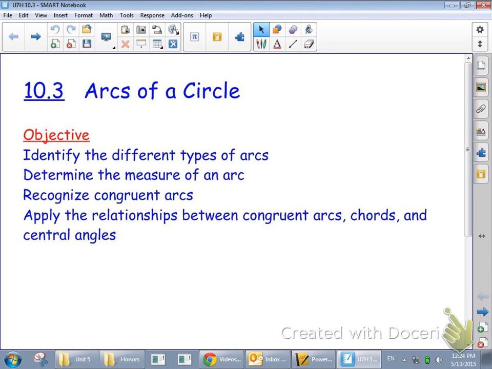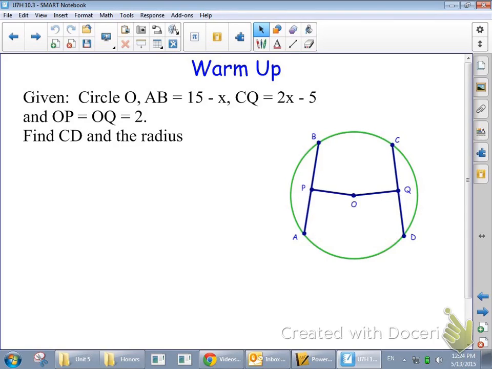Okay, so first, here we go. We're going to start with a warm-up. Go ahead and give this a shot. It should be on your notes sheet. So give that a start, and then we'll go over it together, and you'll see if you got the right answer.